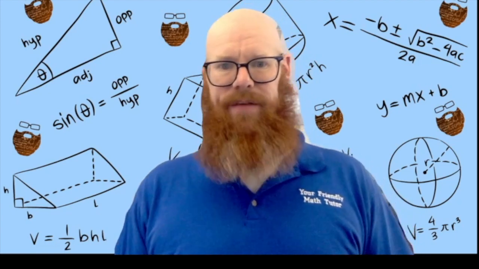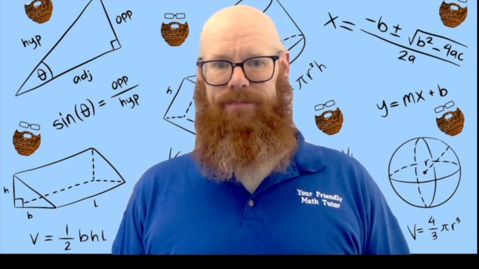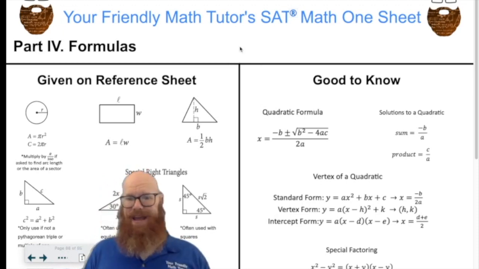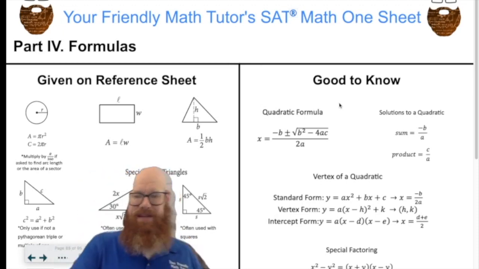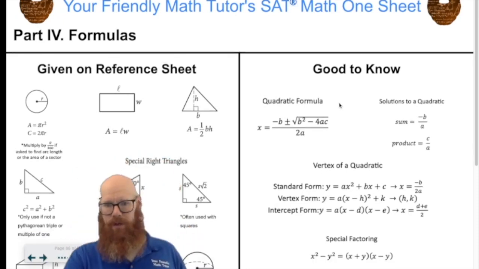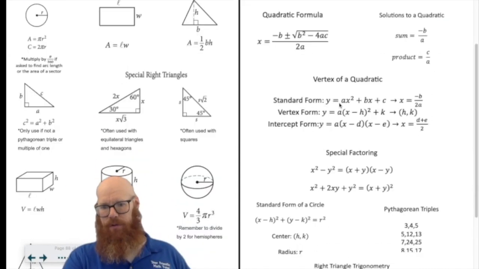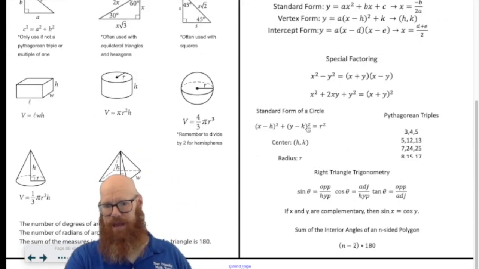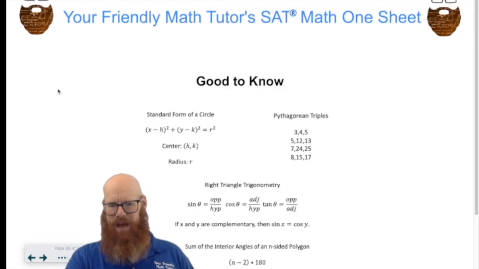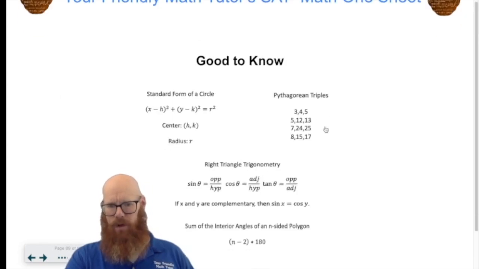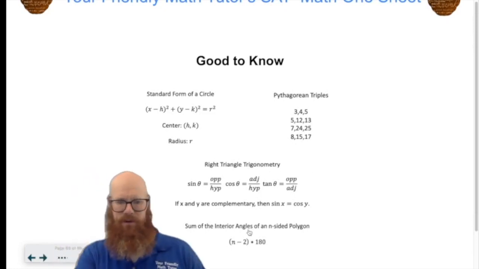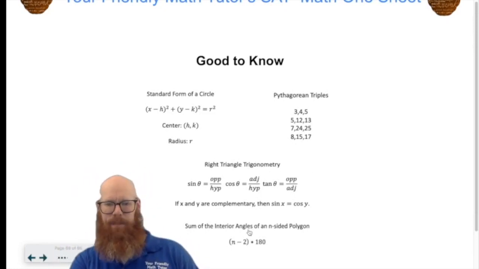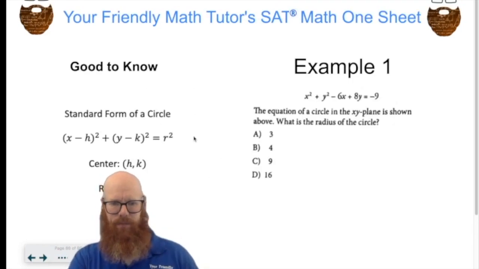All right, so let's dive into the last section of our one-sheet. This is the last part of our formulas. We went over the good to know, the first half of these, last week, and now we are going to go over the last section. We've got the standard form of a circle, Pythagorean triples, some right triangle trigonometry, and the sum of the interior angles of an n-sided polygon. Let's start with the standard form of a circle.